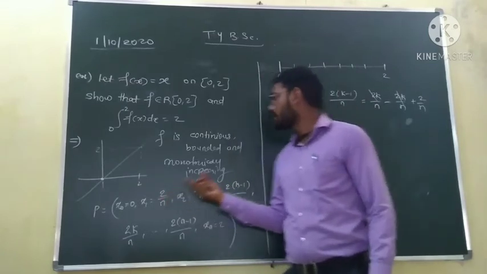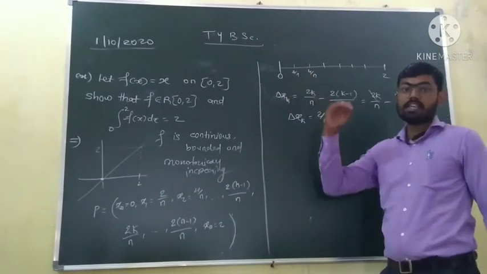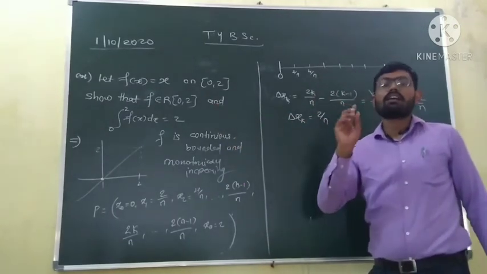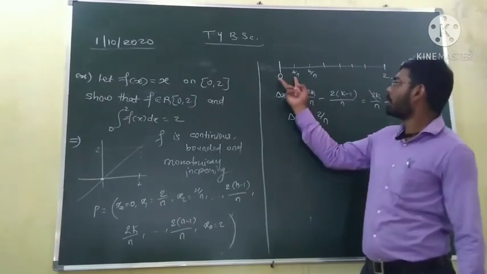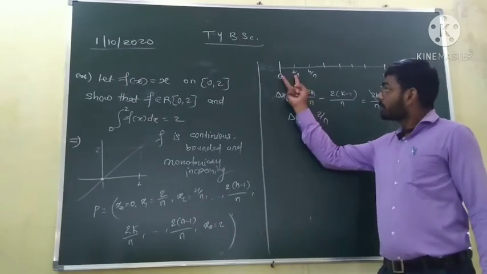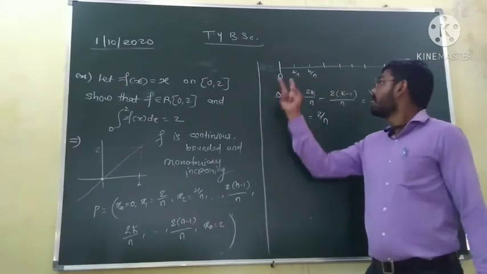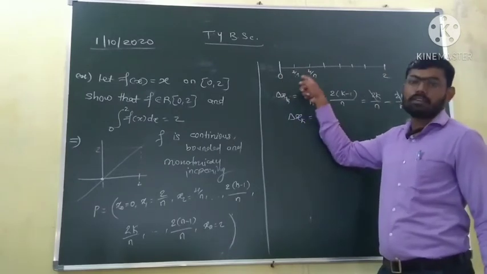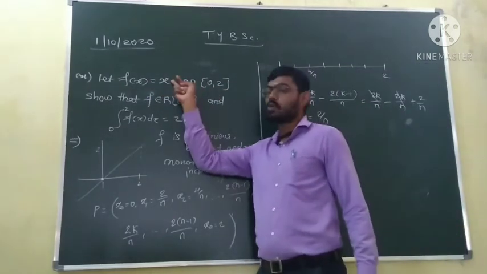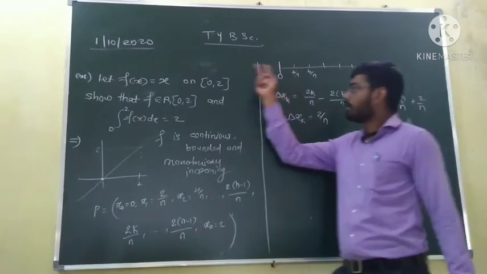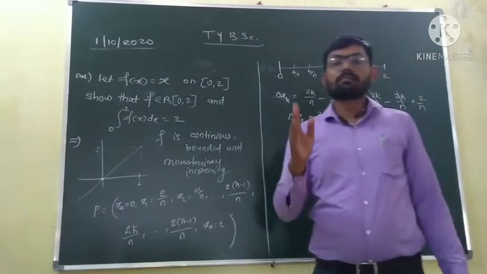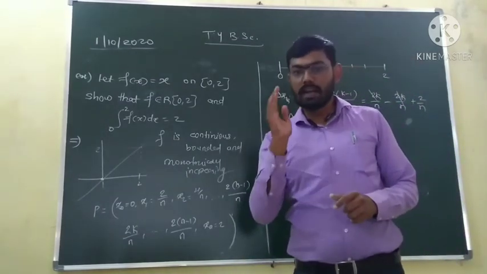See the first subinterval, 0 to 2 by n. Since the function increases as we increase the value of x, it has its maximum value at the right endpoint of the interval. Here 2 by n is the right endpoint of this subinterval, and it is the maximum value. So the maximum value of the function in this subinterval occurs at 2 by n. See, f of x is equal to x. Put x equal to 2 by n, the value of the function is also 2 by n. Put x equal to 0, the value of the function is 0. So in each subinterval, the function has its maximum value at the right endpoint of that subinterval.